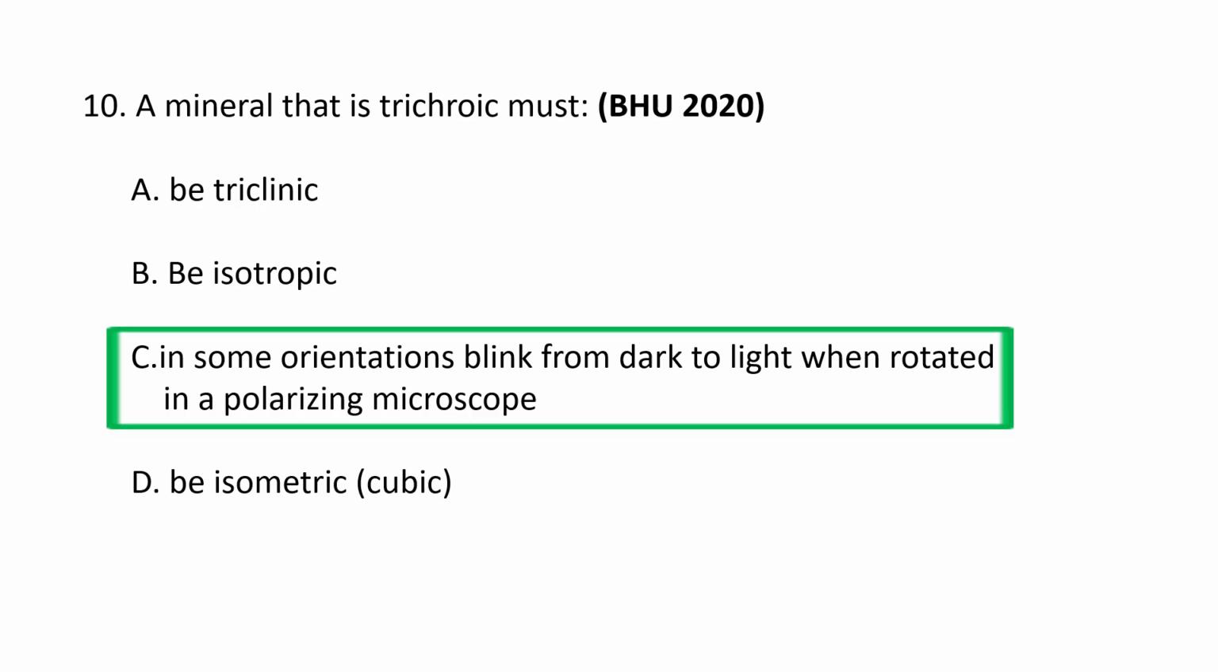So, if the mineral is trichroic, these color changes will be distinct and some orientations will result in the mineral appearing darker or lighter than the others. So, a mineral that is trichroic must be, in some orientations, it will blink from dark to light when rotated in a polarizing microscope. C is the correct option.